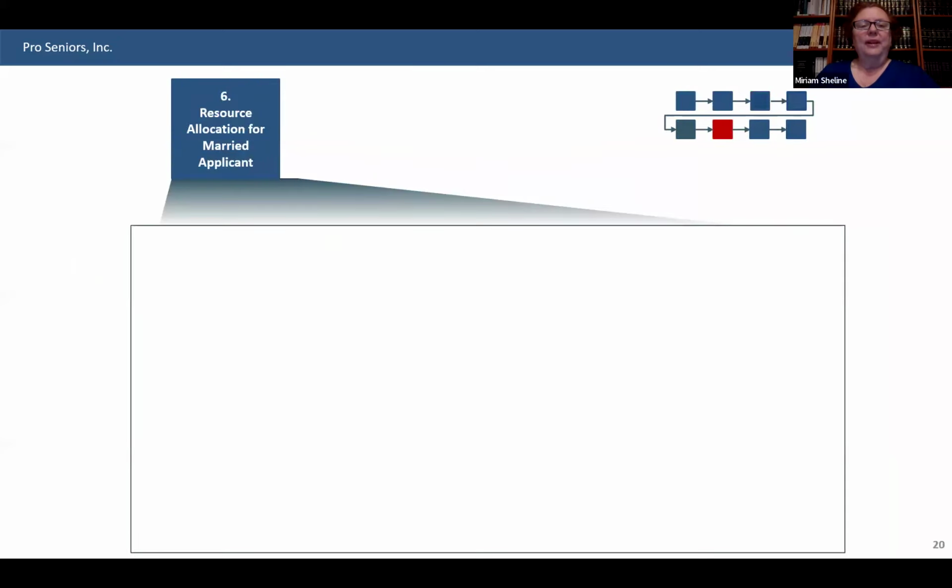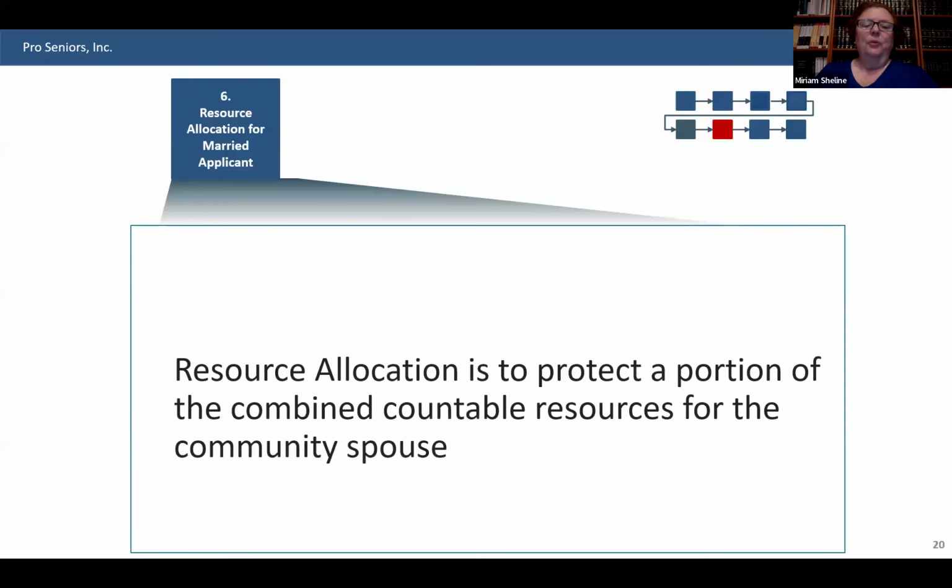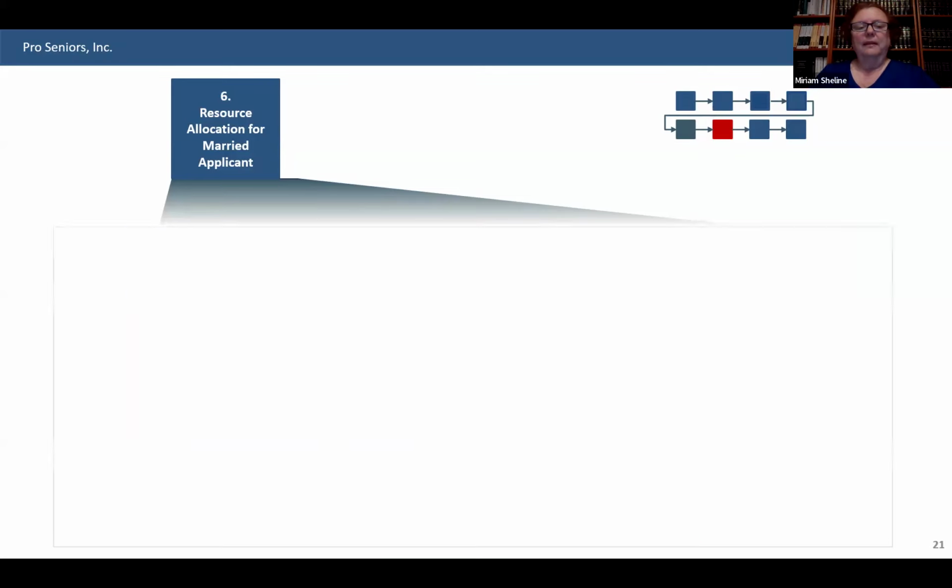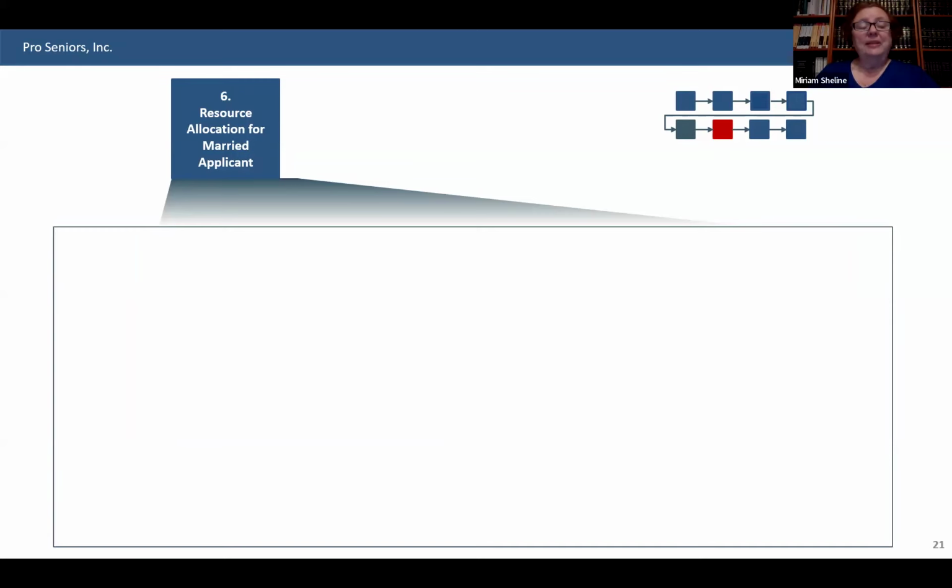So what is the point of the resource allocation? Just like the monthly income allowance, we are providing a certain amount of resources from the joint resources so that the community spouse is not impoverished. And this is a portion of the countable resources after we've taken off things like the home. And remember, on this piece, we are looking at both the resources of the IS and the CS, regardless of how it's titled.